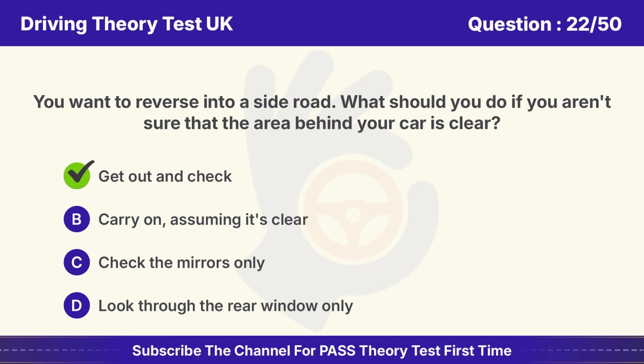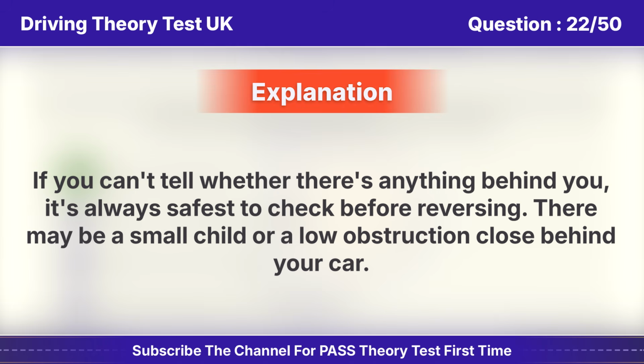Answer is A. Get out and check. If you can't tell whether there's anything behind you, it's always safest to check before reversing. There may be a small child or a low obstruction close behind your car.